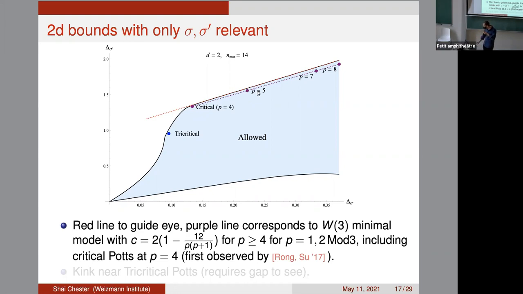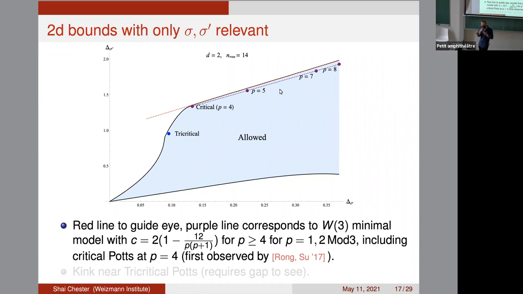And the reason why you see these other theories is because, as I mentioned in previous slides, when you specifically look at the sigma cross sigma OPE, for every single member of this family, only two relevant Z3 operators appear. This is despite the fact that if you were to look at other OPEs, there would be more relevant charged operators. So the fact that you're seeing this entire family of W3 minimal models is something which is special to the specific four-point function we're looking at.